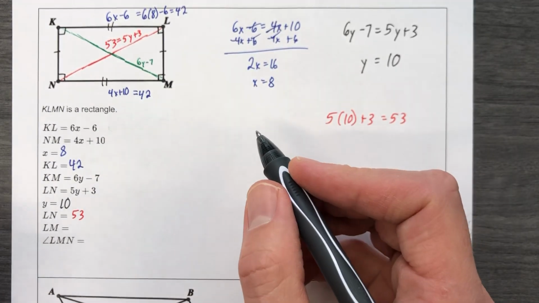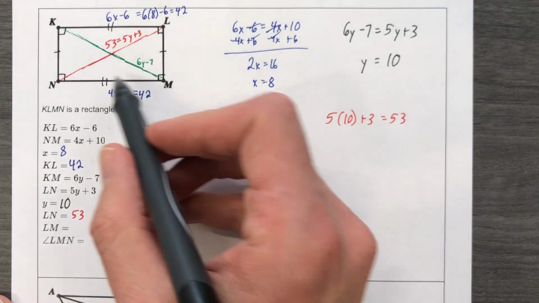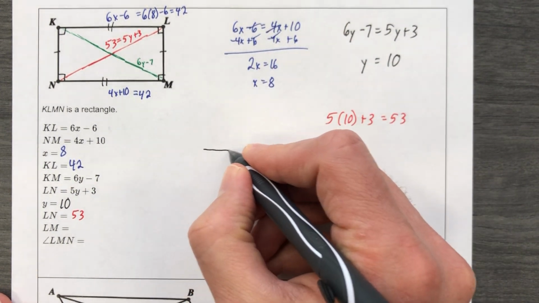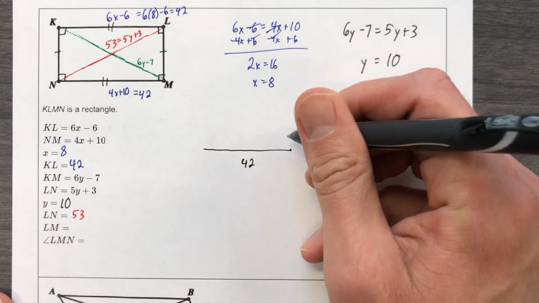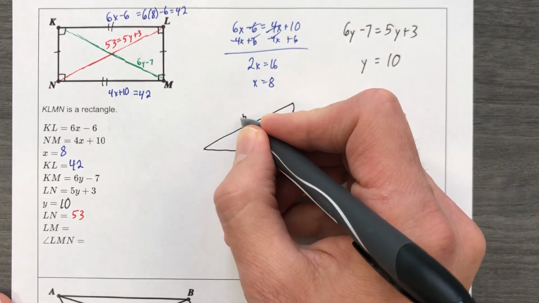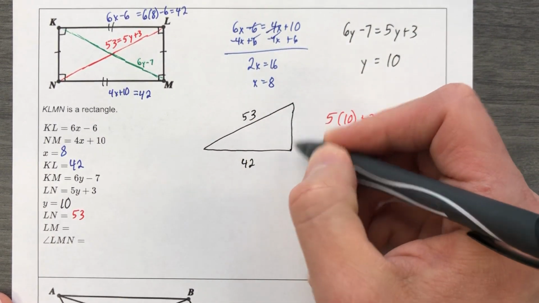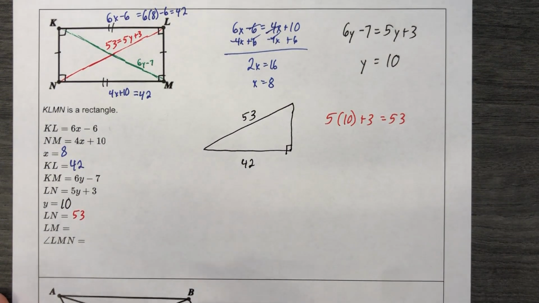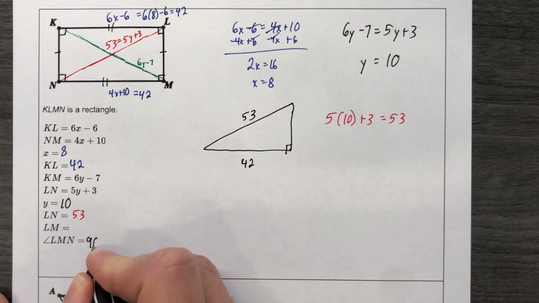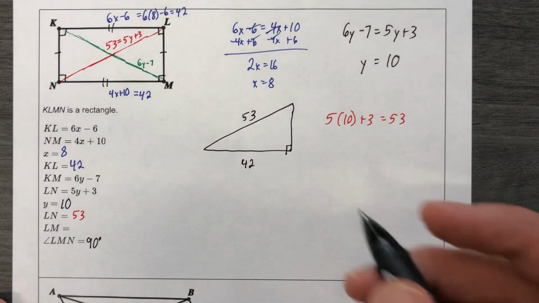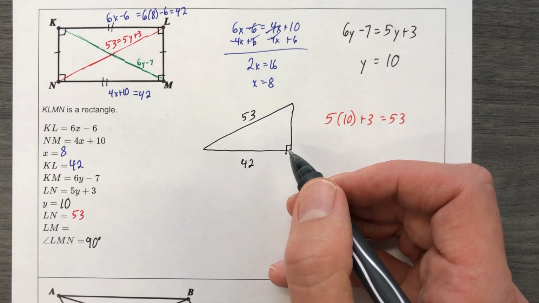What we have is a rectangle that has 42, 53, and the thing we're looking for, that's a right angle. So let's just stop right here and say that LMN is 90 degrees, just saying. I know that, you know that, it is a rectangle, LMN. So I'm going to use, you guessed it, the Pythagorean theorem.